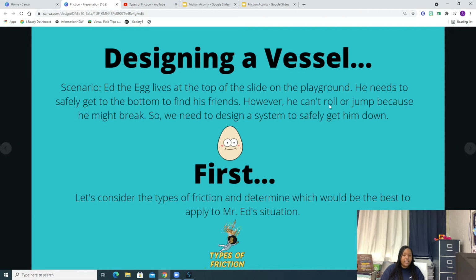First, let's consider the types of friction and determine which might be best to help Mr. Ed in this sticky situation. So we're going to watch a quick video on the different types of friction.